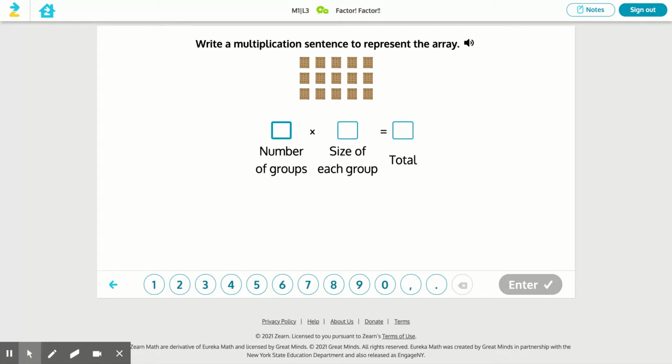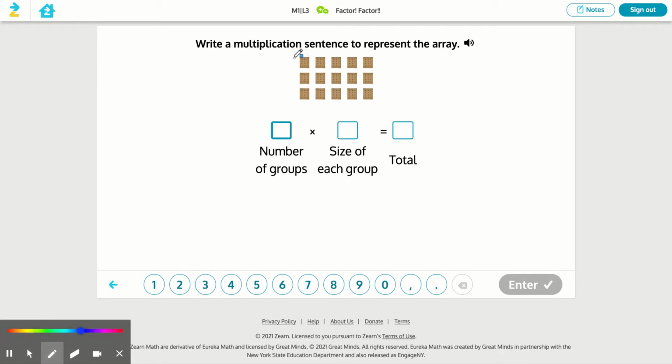Now they want us to write a multiplication sentence that represents our array. What I want you to do is do this in your Nearpod, but we're going to do it in pieces. So we're going to start with the number of groups. Our first factor is the number of groups. Remember, the number of groups is the same as the number of rows. How many rows does our array have? Write that in your Nearpod now.